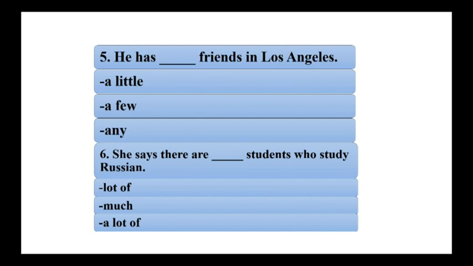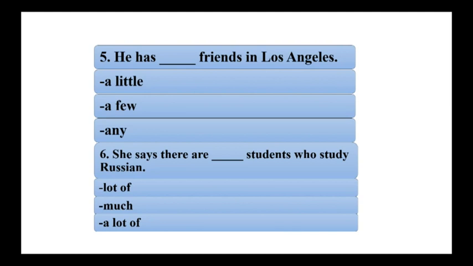So, it's a good thing. Ima dovoljno prijatelja, malo ali dovoljno. A few, nekoliko. She says there are students who study Russian. A lot of students who study Russian, much students who study Russian, a lot of. Ok. A lot of students je opcija koja je tačna. Zašto nije lot of? Zato što nedostaje a. Dakle, to ne postoji. Much students ne može, zato što su students brojevi, a much ide isključivo za nebrojive imenice.